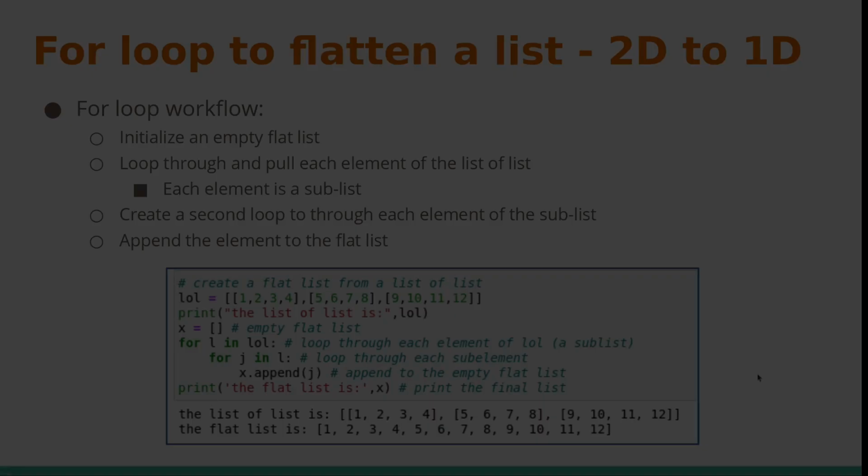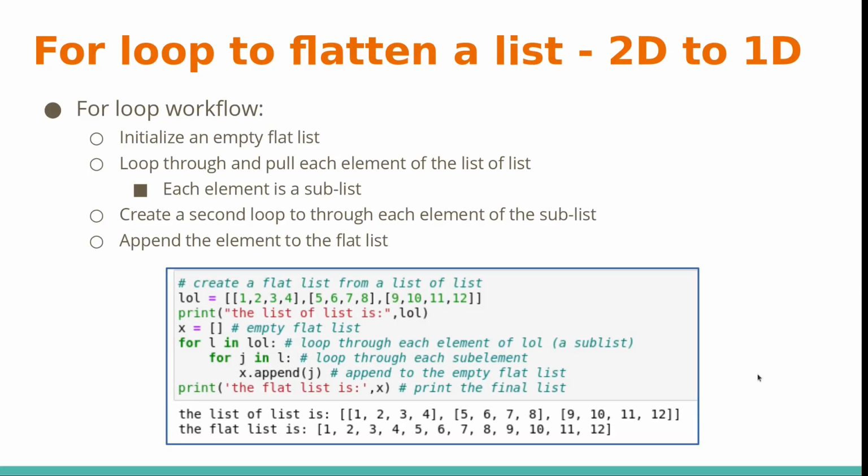So if we look at the workflow, we initialize an empty list, we loop through and pull each element from the list of lists, and then each element in a sublist, and then create a second loop through each element of the sublist, and then append the element to a flat list.